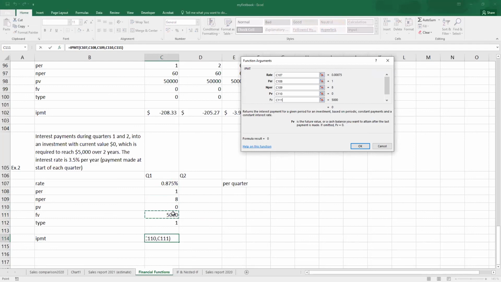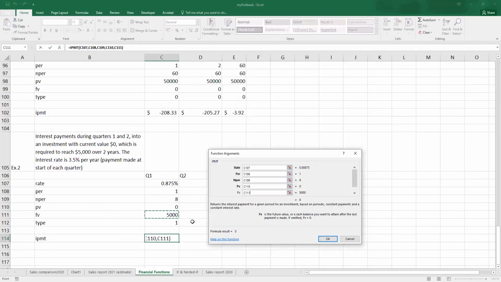This one you have to be careful a bit. If you see in the function argument here, type, if you just click OK it will be omitted, which means type will be zero immediately. That means you pay at the end of the quarter, but this one we say that we pay at the beginning of the quarter. Don't forget to scroll down, otherwise it will be wrong, and type is 1.